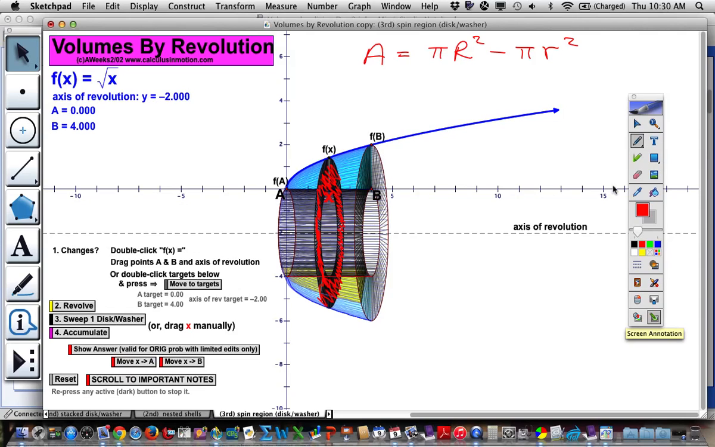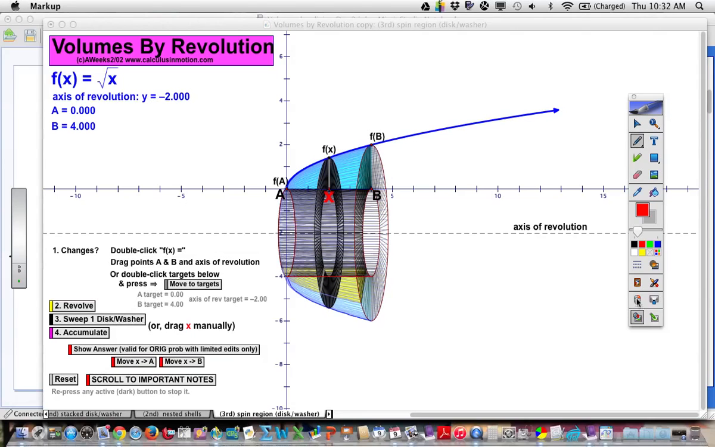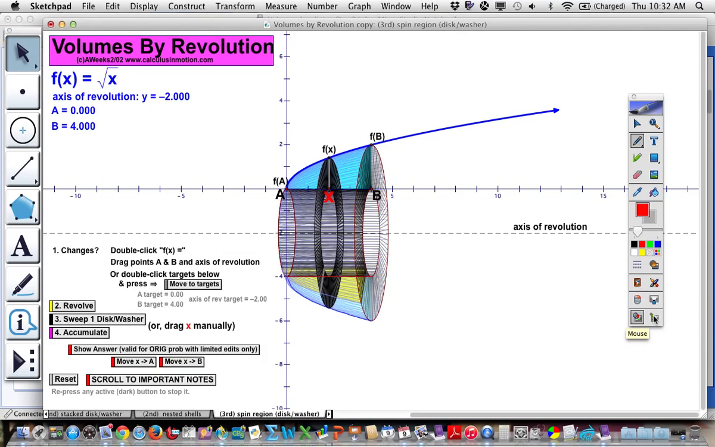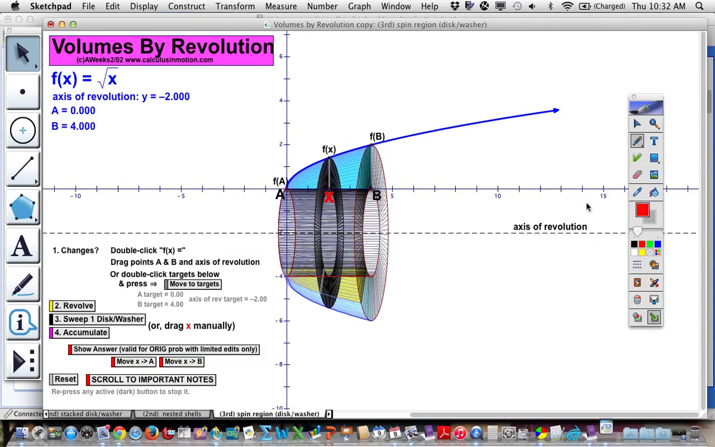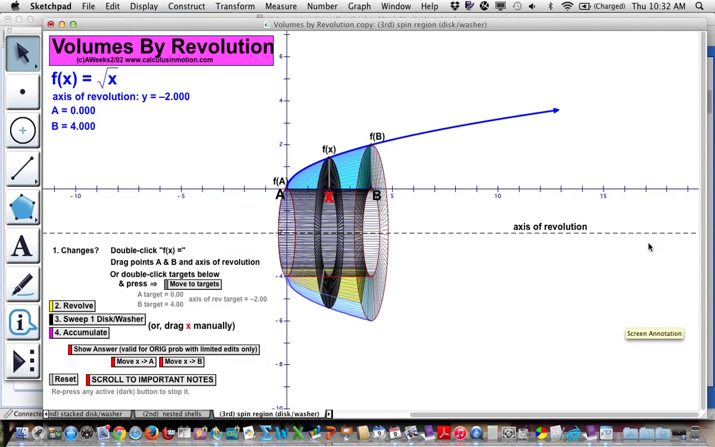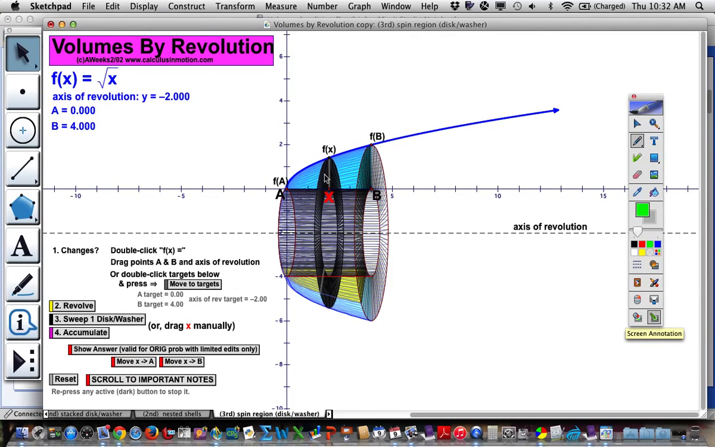Now here's what's interesting about this: the strip in this problem, the strip is right, I don't know what color would work best. There we go. That's the strip, right? Here was our region. Here's our strip right here. Is that the outer radius?